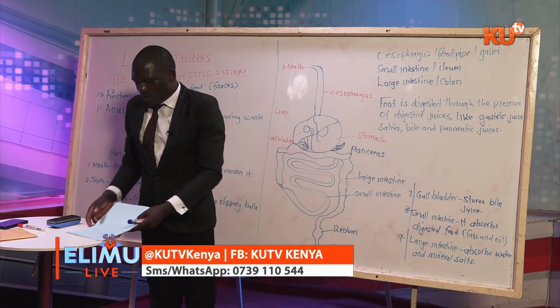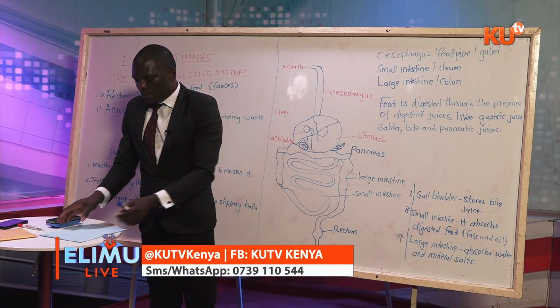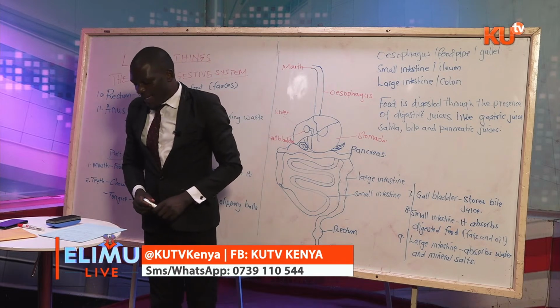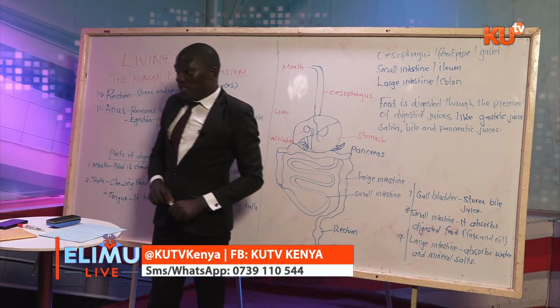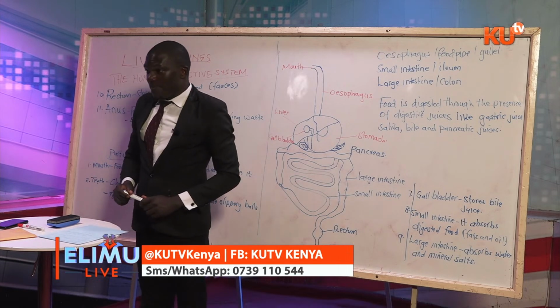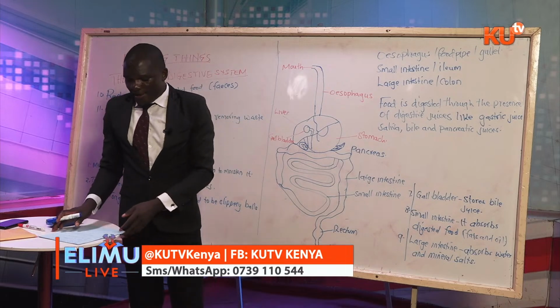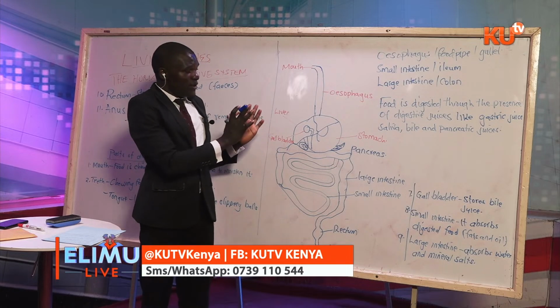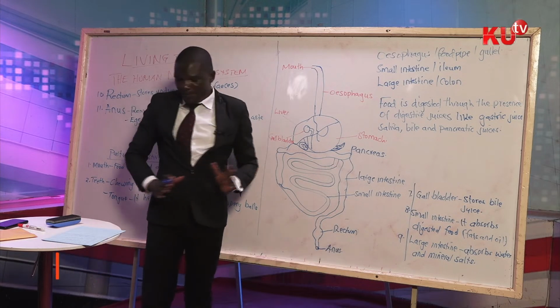For those who are using KLB Visionary, we have activities in the Learner's Activity Book on page 23, Learner's Activity Book, page 23. And this is where learners will exercise more about the human digestive system.